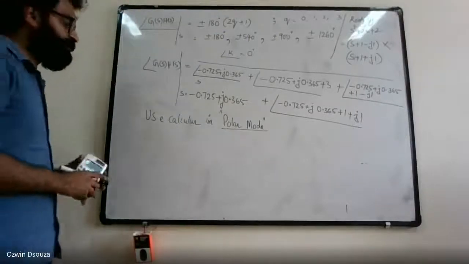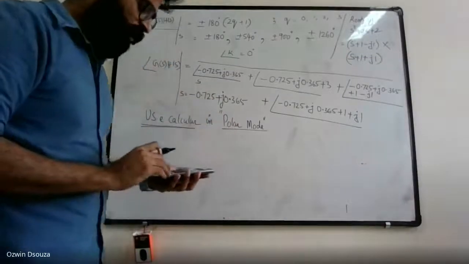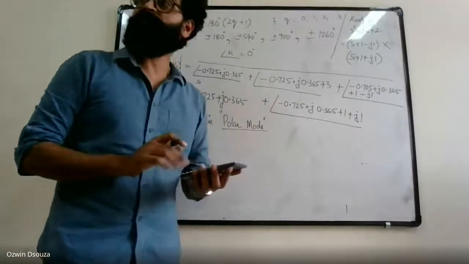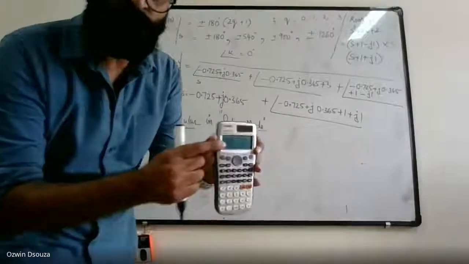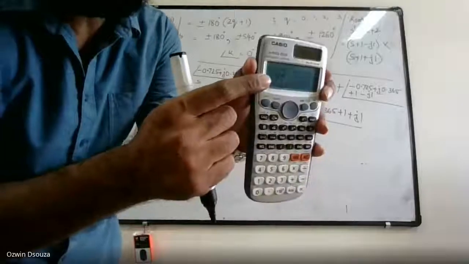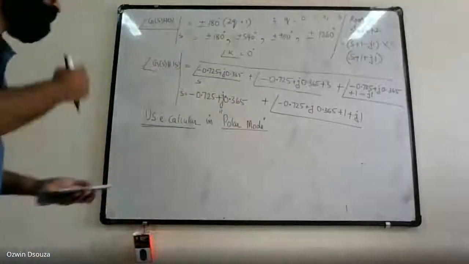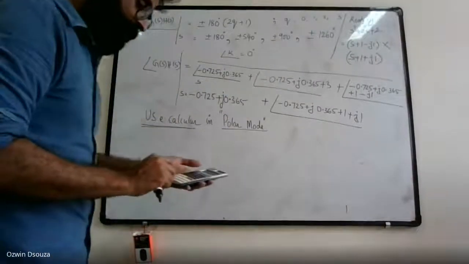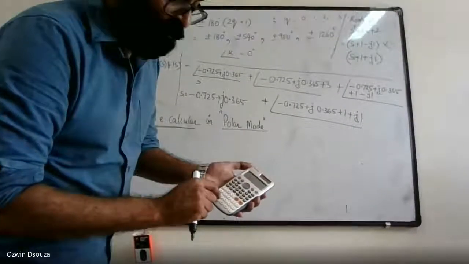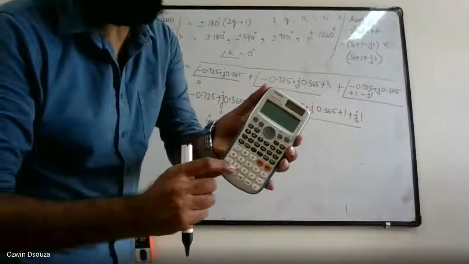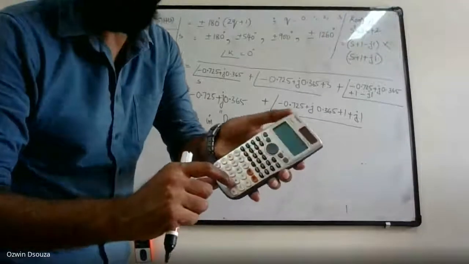So in such situations, you can use polar mode. In order to use polar mode, you have to set your calculator to comp mode. That is the mode, the first key switch you have to do. Comp mode you have to use, and use the shift button and then the plus sign.